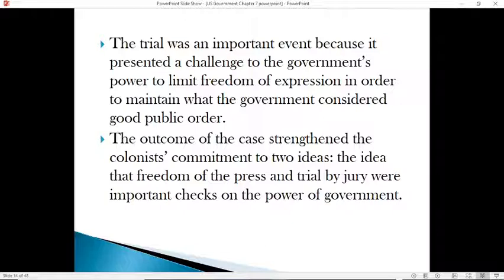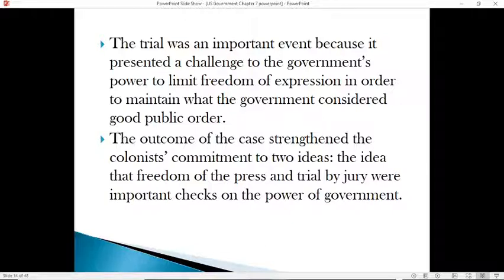Now, the outcome of the case strengthened the colonists' commitment to 2 ideas. One was the idea that freedom of the press and trial by jury were important checks on the power of government. In other words, you need a free press in order to have a democracy. In order to have a strong democracy, you need freedom of the press. You need the press to be able to investigate the government and report on government officials to make sure they're doing the right thing, that government is treating people fairly, and that public officials are not cheating or taking from the people. And then you've got the trial by jury. That's an important concept.